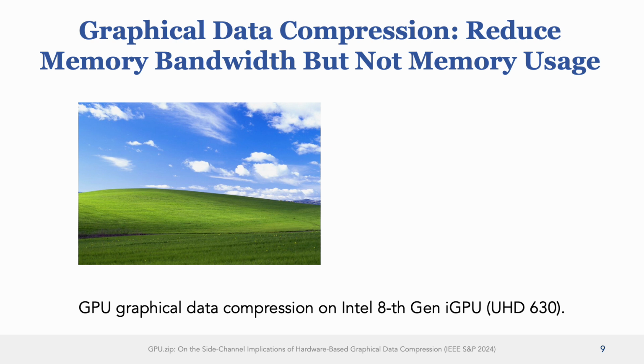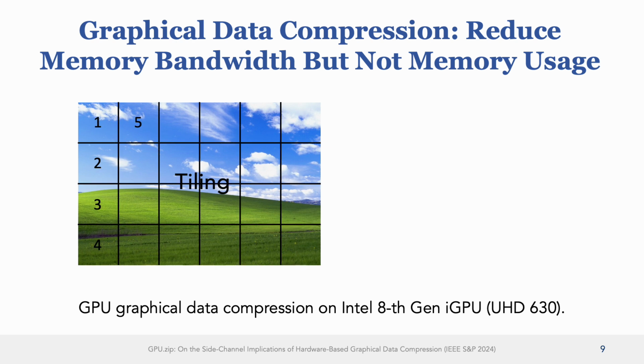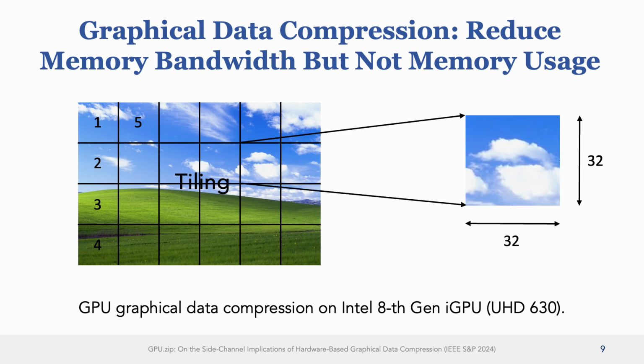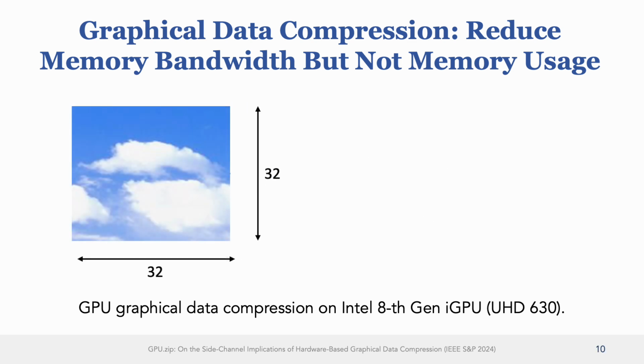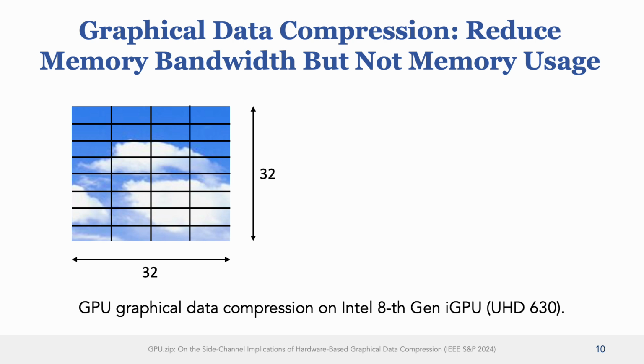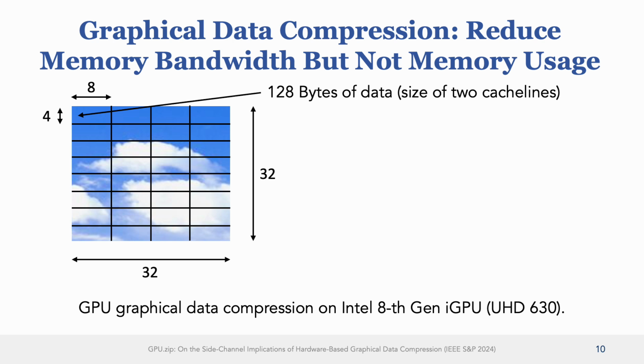Let's see what that means by looking at a concrete scheme, the graphical data compression used by Intel 8th generation integrated GPU. When rendering a surface, the GPU stores this surface by breaking it into tiles for better locality. The size of each tile is usually a multiple of the physical page size. In this case, it is 4 kilobytes, 32 times 32 pixels. The GPU wants to get rid of the redundant information in this tile, but it also wants to preserve the memory locality provided by tiling. So the GPU further breaks each tile into even smaller blocks and compresses them individually. On this specific iGPU model, each smaller block has a size of 2 cache lines, 4 times 8 pixels.